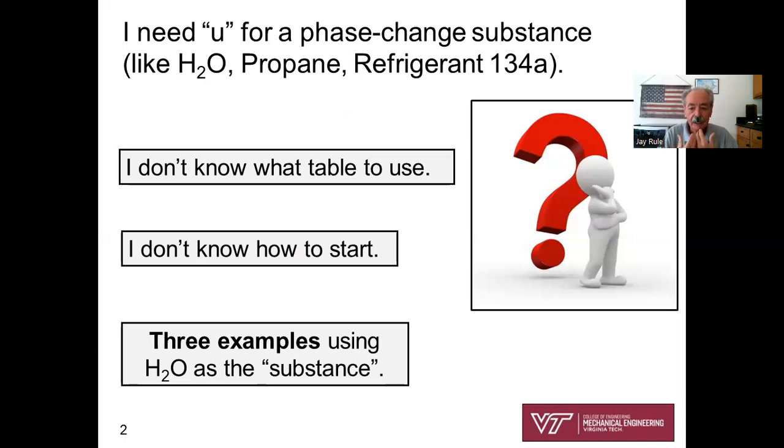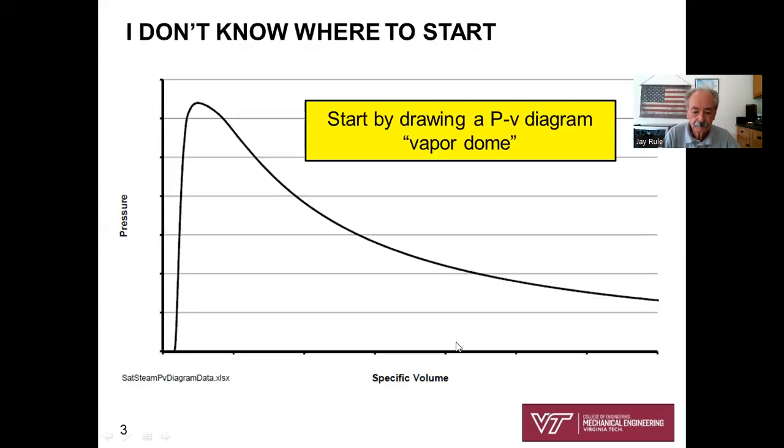And so a typical example is I need to determine the specific internal energy for a phase change substance like H2O. That's what we use in our examples, propane, refrigerant. And typically students absolutely have a hard time getting started. This is a tough topic. I don't know what table to use, or I don't know how to start. All right, well, let's get started and see if I can give you some tips on how to get started and learn what table do I use.